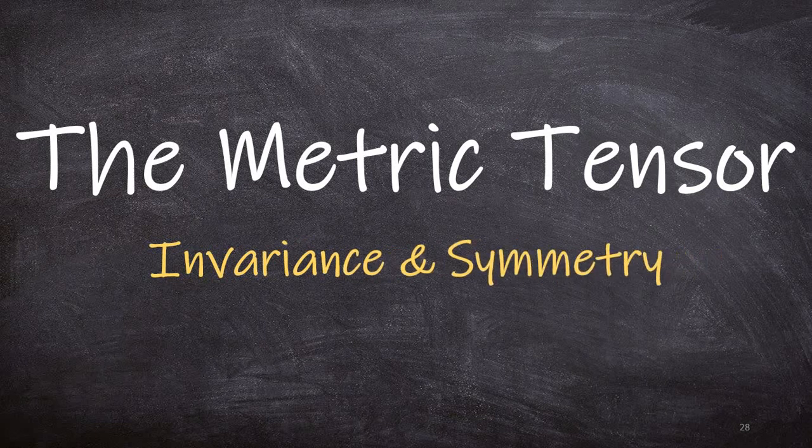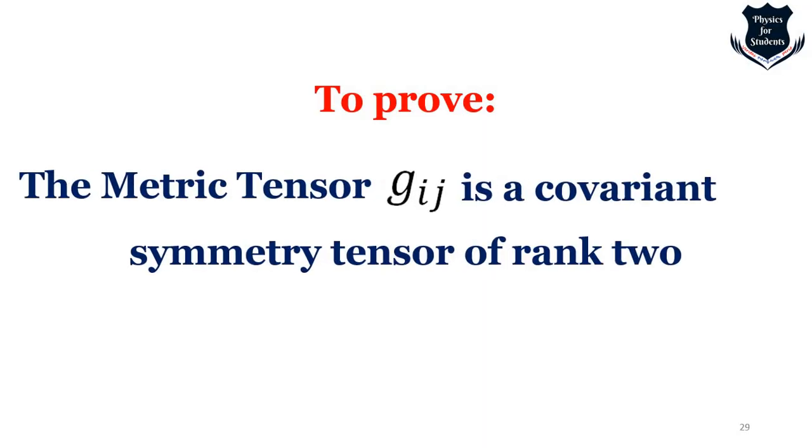Now with this part, when we start with the metric tensor, we will deal with the invariant symmetry one by one, and I will show you how we frame the part. First of all, we are going to prove that the metric tensor is a covariant symmetric tensor of rank 2.